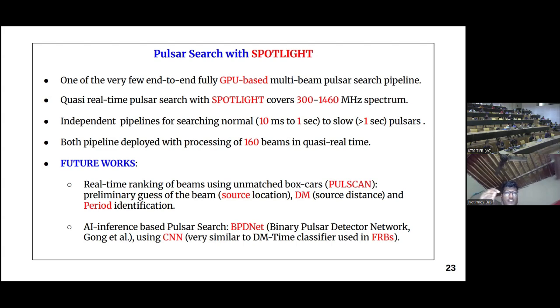The future work will be to rank those beams using PulseScan, and then we will have the information of the pulsar as well as the DM in real time. Then we can do a precise search using those parameters in the recorded data. Also, there is another package that has been developed, the BPD net, that can do a real-time classification of the pulsar to scan for any accelerated signal in the data in real time. That will also allow us to get a signature of whether there are accelerated signals or not. If there are, then we can dump that data.